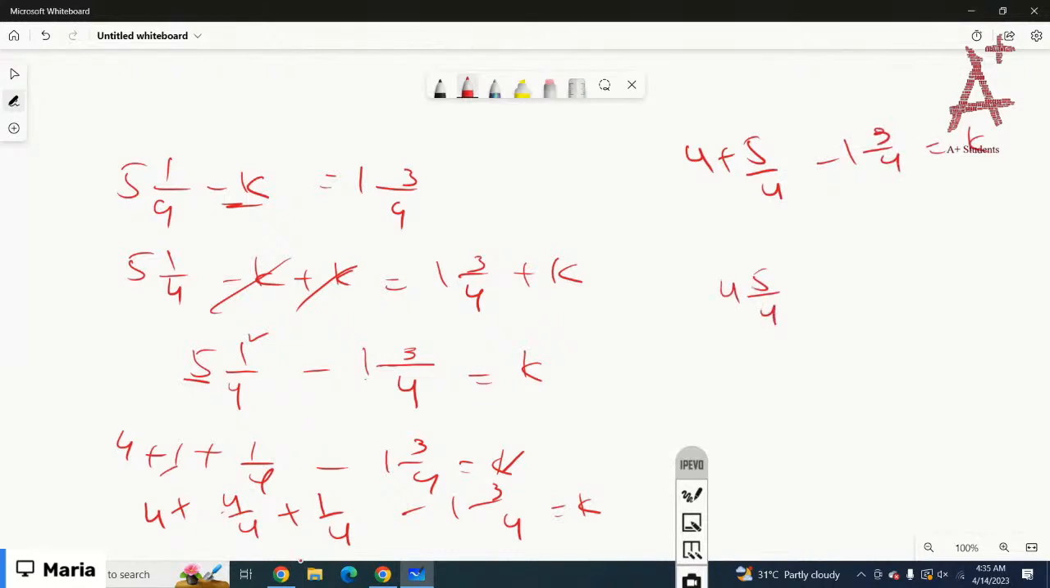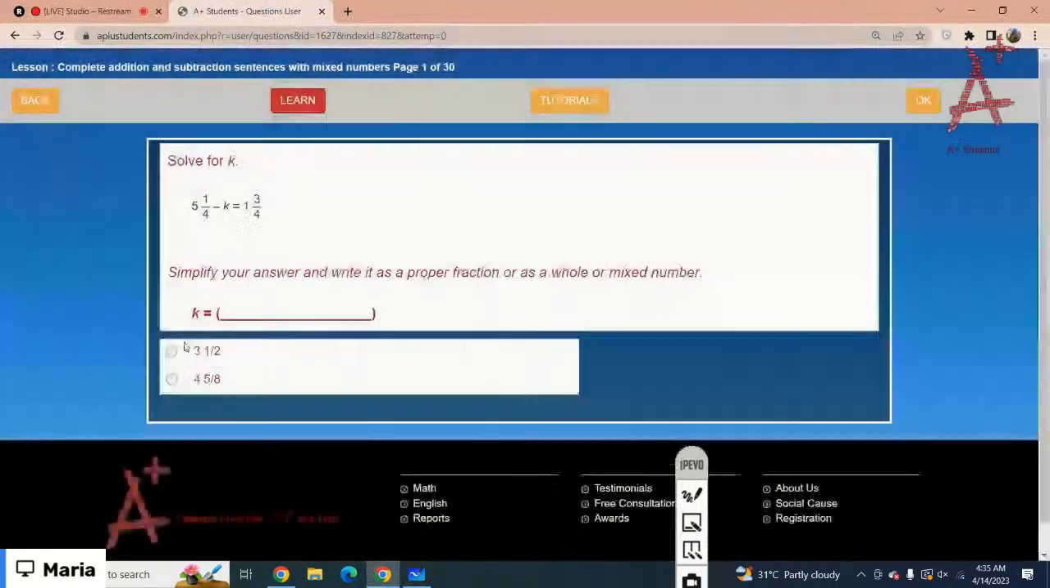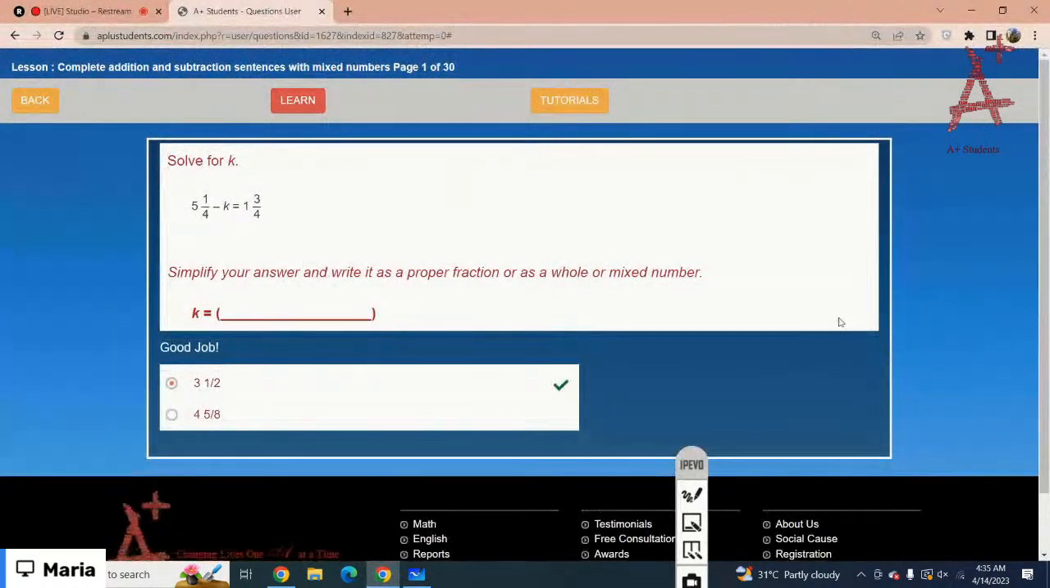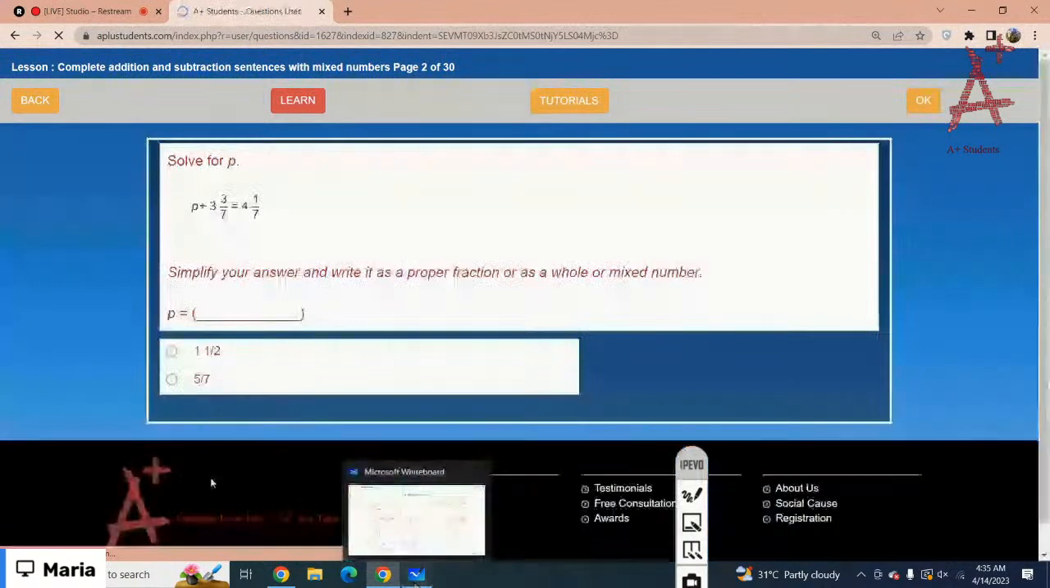Now it would be 4 whole 5 over 4 minus 1 whole 3 over 4. Now we can subtract 5 take away 3. So 4 minus 1 is 3 and 5 minus 3 is 2. So it would be 3 whole 2 over 4. Or either you can divide them by a common factor, that would be 2. So it would be 3 whole 1 over 2. So the correct option is 3 whole 1 over 2. Option number 1 is the correct option. Got it? Let's just do another example.